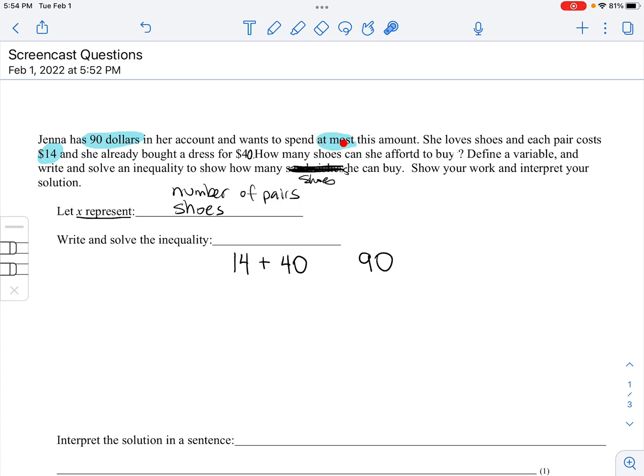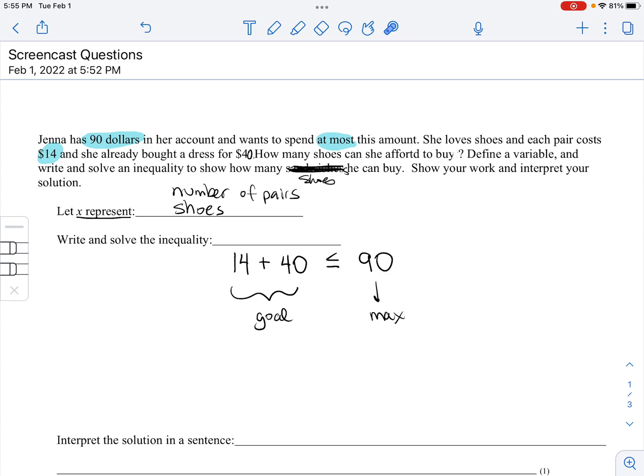She wants to spend at most. So this is like the goal, and her goal compared to the 90 is to stay underneath it. This is like her max. We want to stay underneath. And so the best way to write underneath is less than or equal to, because it's okay if she spends $90. That's why we add the line there.